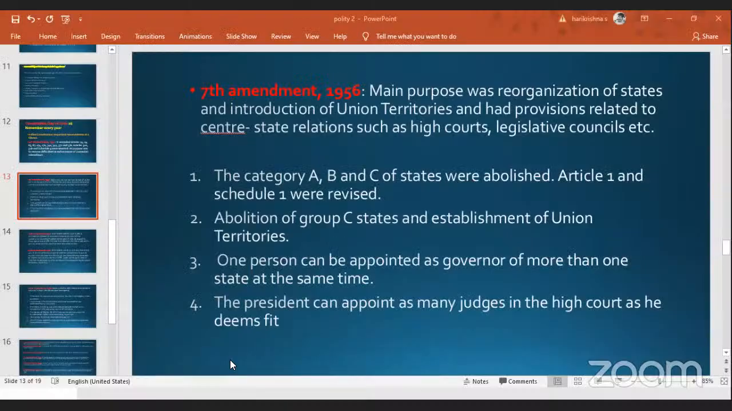Third, one person can be appointed as governor of more than one state at the same time. So a single person can be the governor for one or more states at the same time. Fourth, the president can appoint as many judges in the High Court as he deems fit.